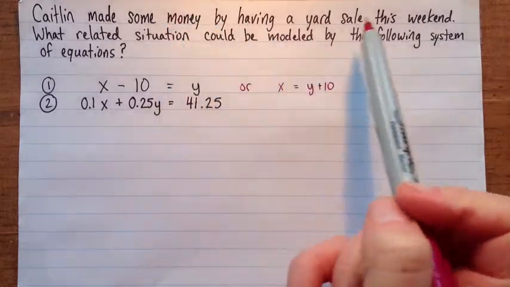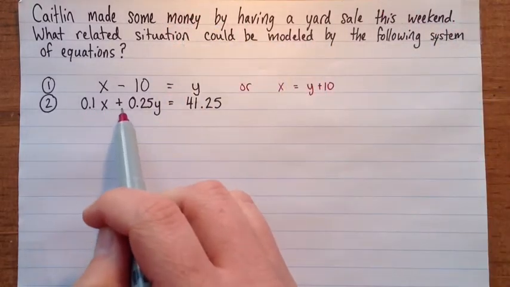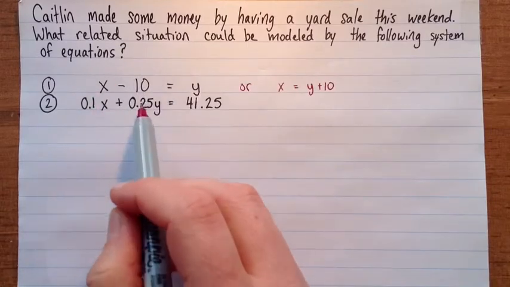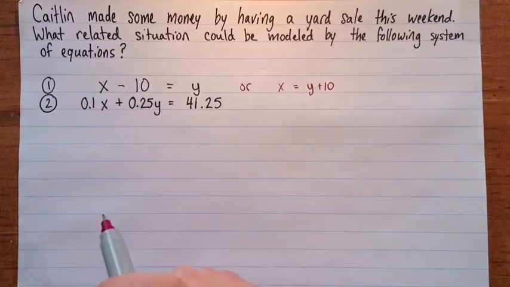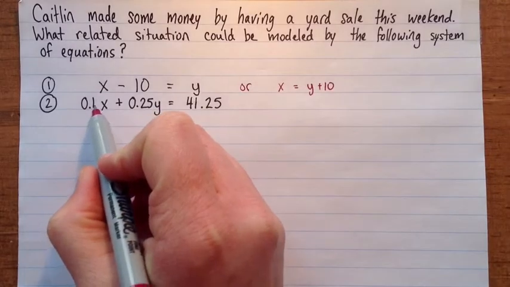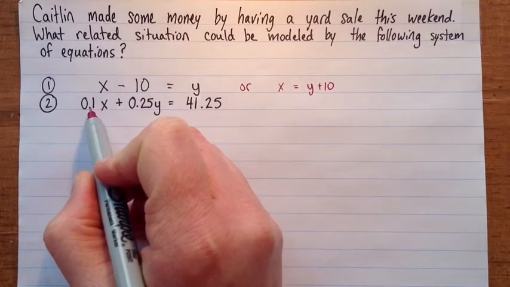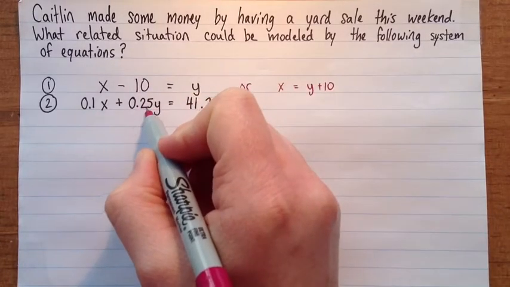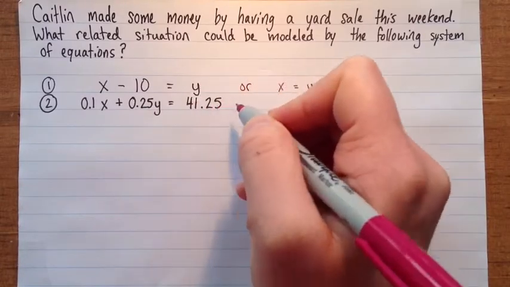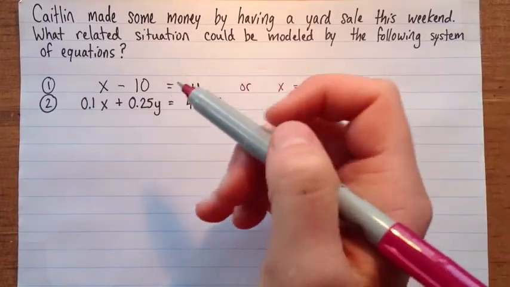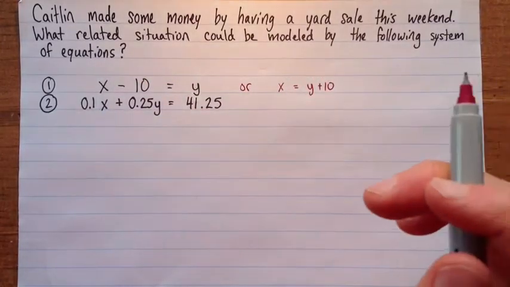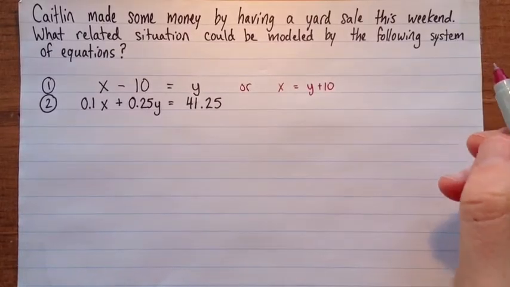And so we've got this situation about some money at a yard sale, and then we've got this strange equation here. But at least after you've seen this example, if we have some reference to money, and then you see something like this, you should start thinking about the value of coins. Because 0.1, if we were talking money here, $0.1 is 10 cents. And $0.25 is 25 cents. And this might be $41.25. So this might have something to do with dimes and quarters. It's certainly not the only solution to this, but I think it's the most likely solution.